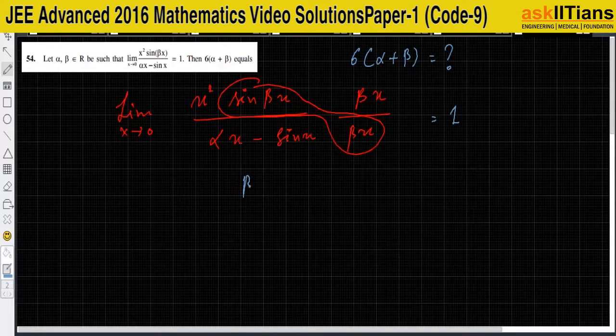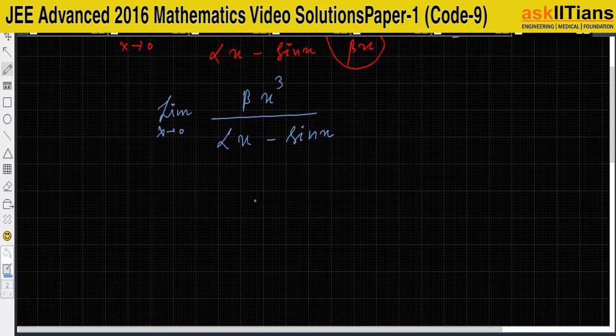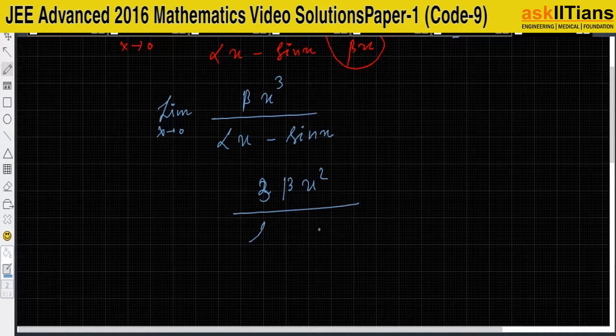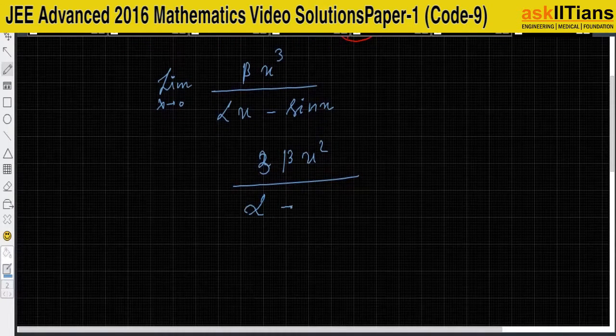So basically I got beta into x cube divided by alpha x minus sine x. So I can use L'Hopital. Actually it's 0 by 0 form, so we can just differentiate the numerator and denominator. So here I'll get nothing but 3 times beta into x square, divided by alpha minus the differentiation of sin x, which is cos x.